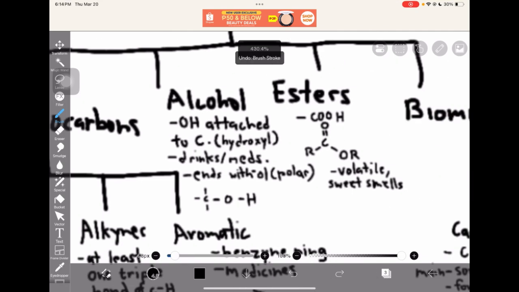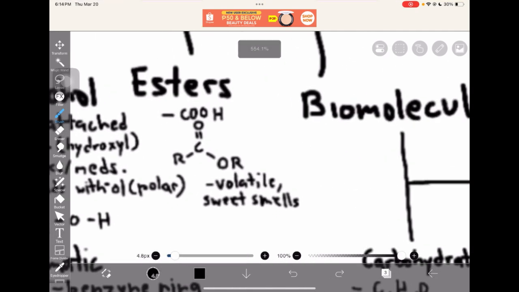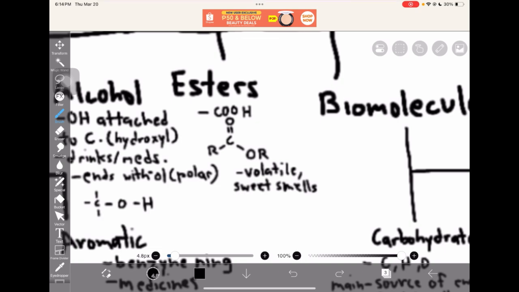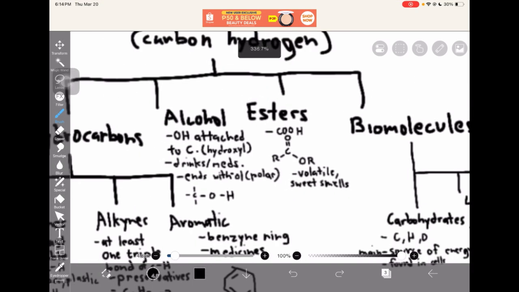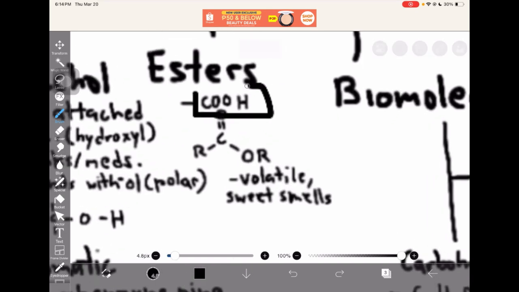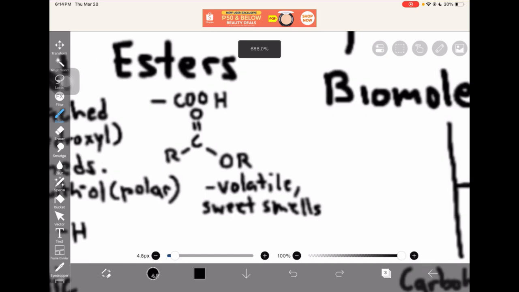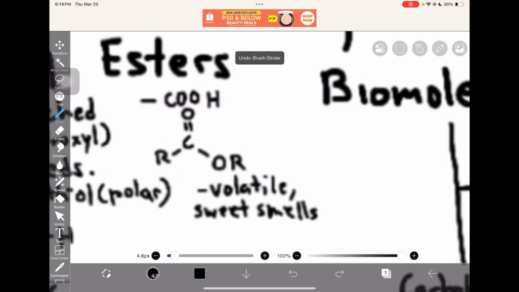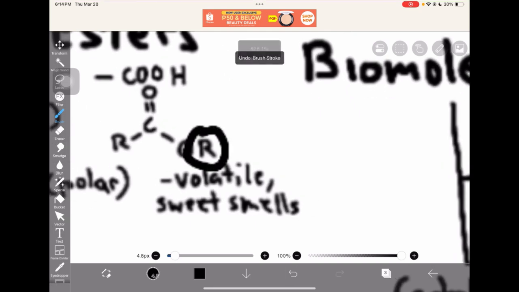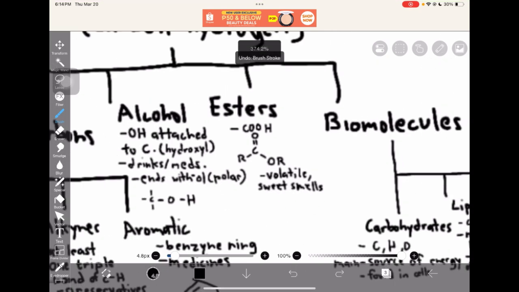Meanwhile, for esters, these are responsible for the sweet smells you see in fruits and are usually volatile. They're characterized by the COO over here, and then you got the R, something like this. That's what you're going to find, and R can be any group, as per usual. And yeah, as I said, sweet smells.